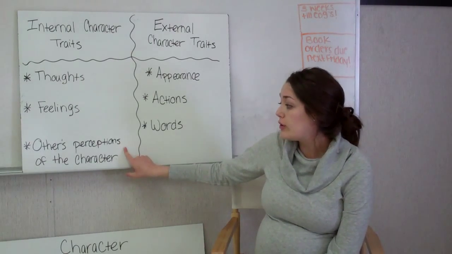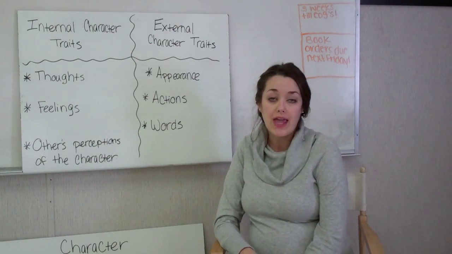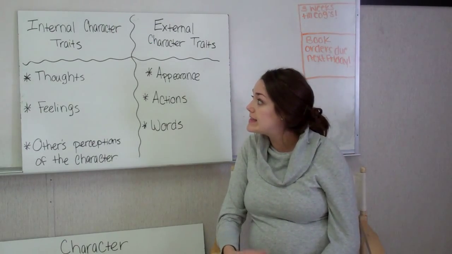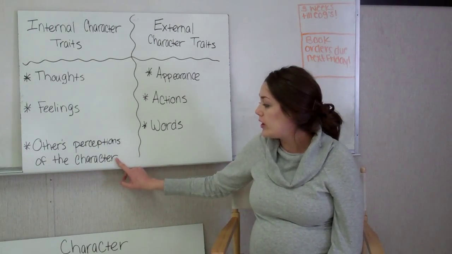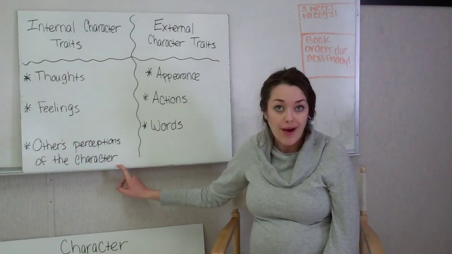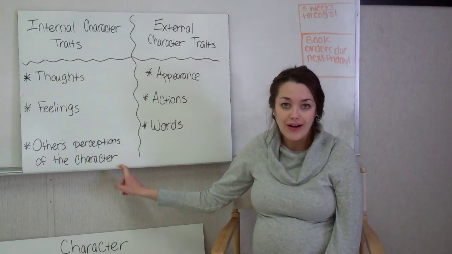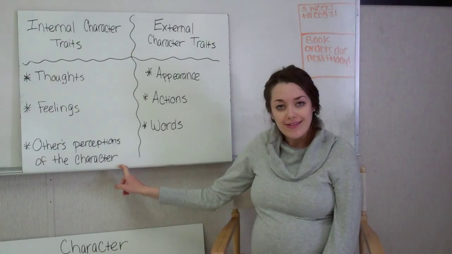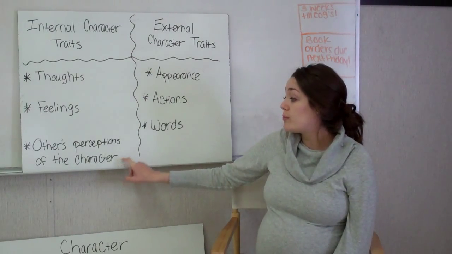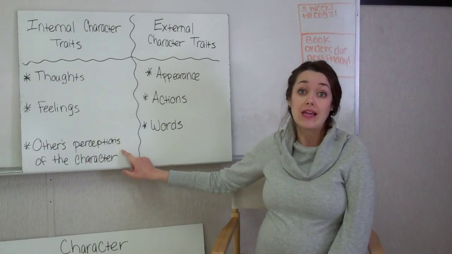It could also include others' perceptions of the character. Say, for instance, in Stellaluna, others' perceptions were looking at what did the birds think about Stellaluna? Or what did the bats think about her when they first found her eating a bug and trying to sleep right side up? Those are others' perceptions. What do others think of that character?